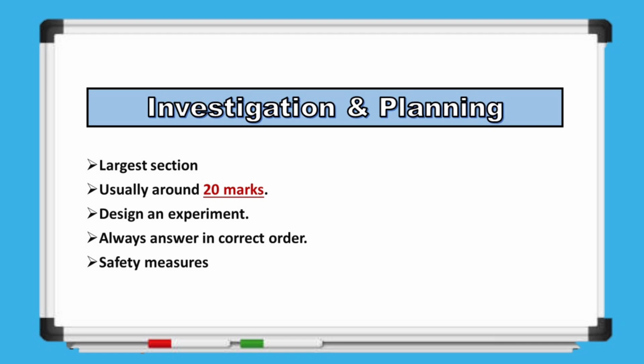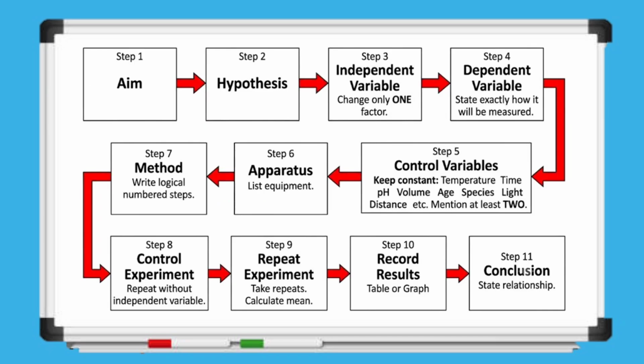Now we move on to the investigation and planning section, which is the largest part of the ATP paper and usually carries around 20 marks. In this section, you will be asked to design an experiment, so it is very important to answer everything in the correct order and always remember to include appropriate safety measures where necessary. Every investigation follows a fixed sequence.